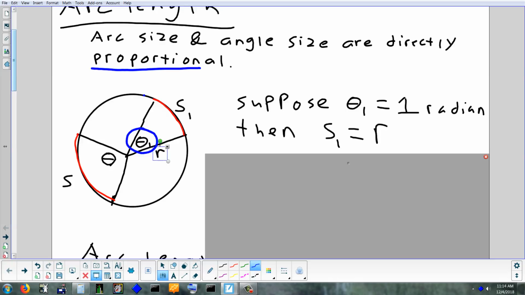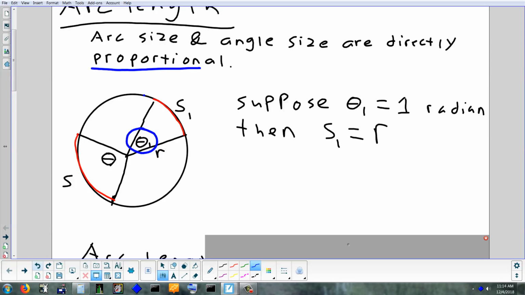So that's going to be our starting point. That's like our 1 foot, 12 inches. 1 radian, then that makes the arc length equal to r. It's just like background knowledge. Jake explained it. So what we're going to do is set up a proportion, and then fill in the fact that we know is true. So let's set up a proportion.